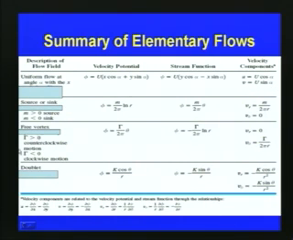Similarly, for source or sink we have defined the velocity potential phi equal to m by 2 pi natural log r, and psi equal to m by 2 pi theta, and v r, the radial velocity, is equal to m by 2 pi r, and v theta is equal to 0 for source or sink. It is said to be a source when m is greater than 0, and when m is less than 0, we say it is a sink.